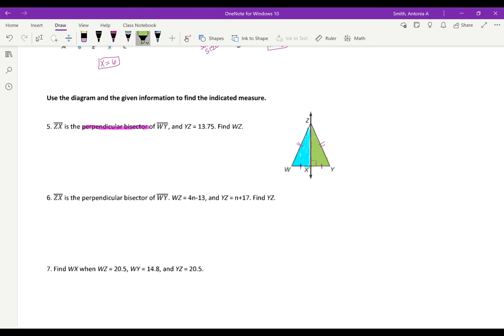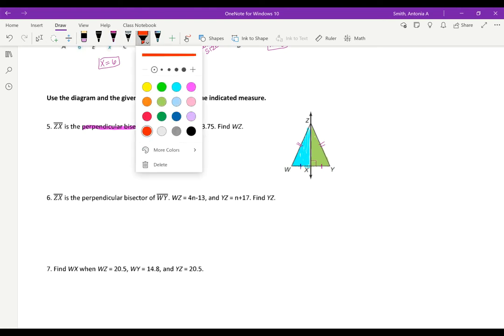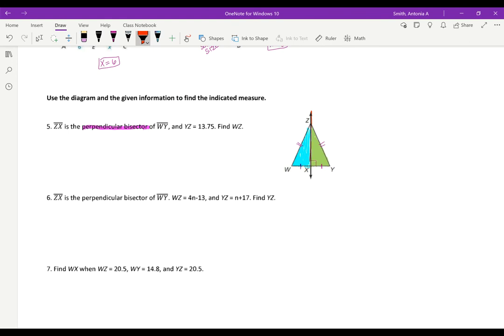So ZX, I'm going to highlight that line in red. That's this perpendicular bisector right here. We know that YZ, which is this side over here, is 13.75. What is WZ? Well, I just told you that those two sides have to be the same because those are two of the same triangles. So WZ must equal 13.75 as well.